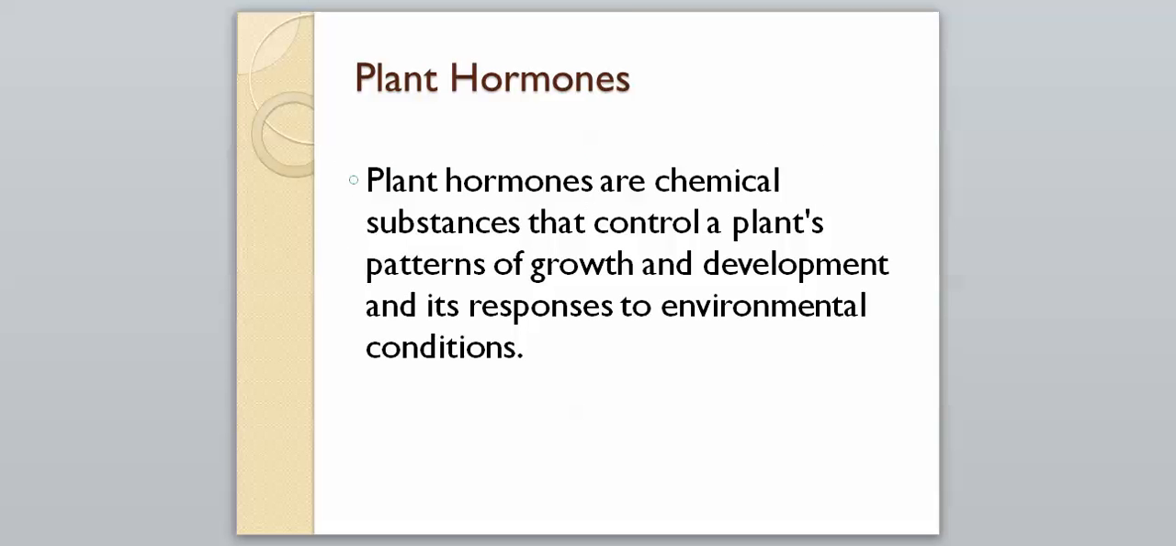So plant hormones are chemical substances that control a plant's patterns of growth and development and its responses to environmental conditions. So these hormones, and again, just being specific to plants, they control their patterns of growth and development and their response to environmental conditions. So they're extremely important to the survival of a plant.